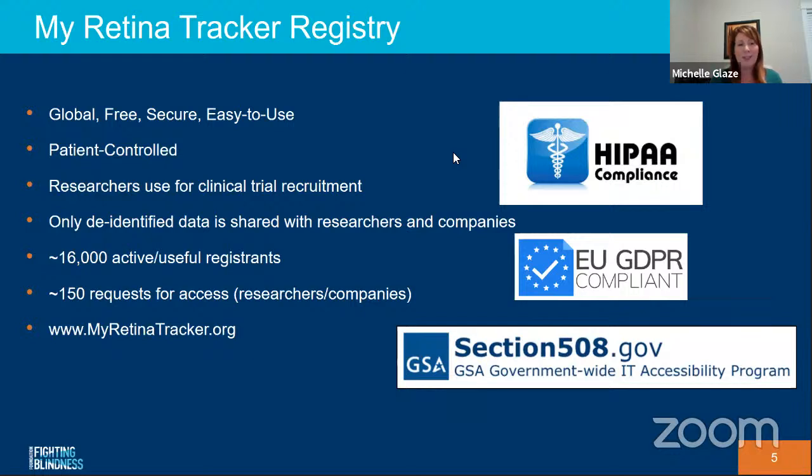Currently, we have about 16,000 active or useful registrants in the My Retina Tracker registry. This slide needs to be updated a little bit. We've had more than 150 requests for access by researchers and companies, and it is a resource that they use to identify patients. If you'd like more information about the My Retina Tracker registry, you can go to myretinatracker.org.